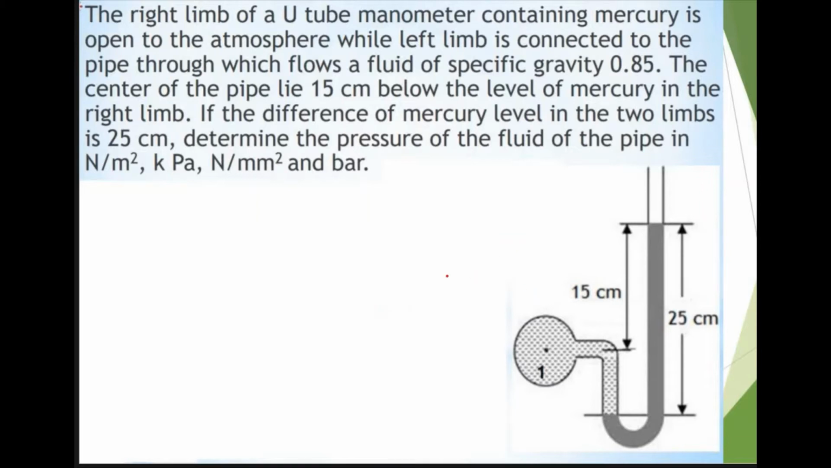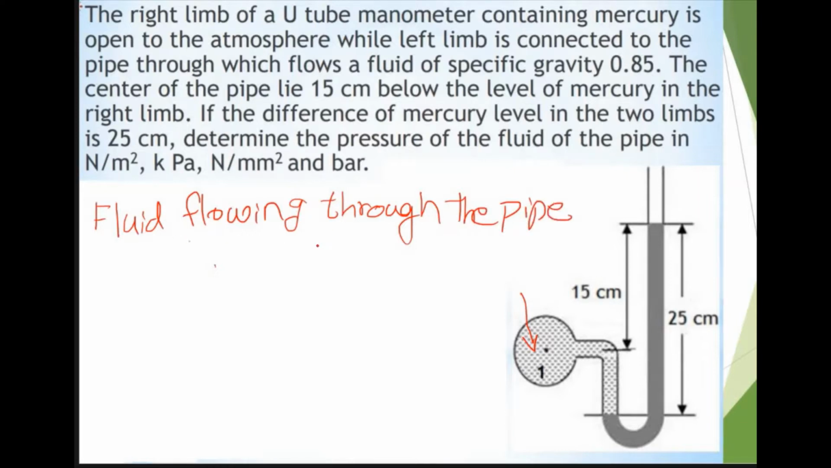So the figure is given. In this question, we have to find the pressure of the fluid flowing through this pipe. This is the pipe through which a fluid of specific gravity 0.85 is flowing. First we can note down the given parameters, first the properties related to the fluid. The specific gravity of the fluid flowing through this pipe is 0.85.